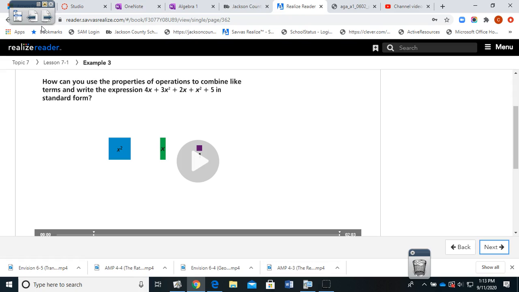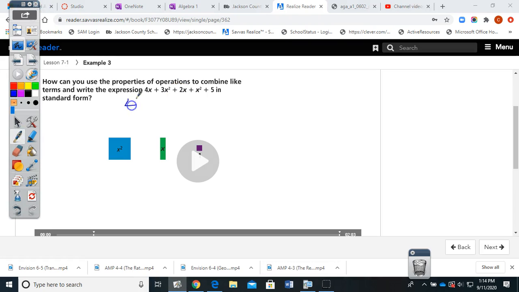So that will be 4x squared. How many x's are there? 4. How many x's are there? 2. How many x's do I have? I have 6 x's plus 5. That's all there is to it. You're adding your like terms. Any questions? Easy enough?